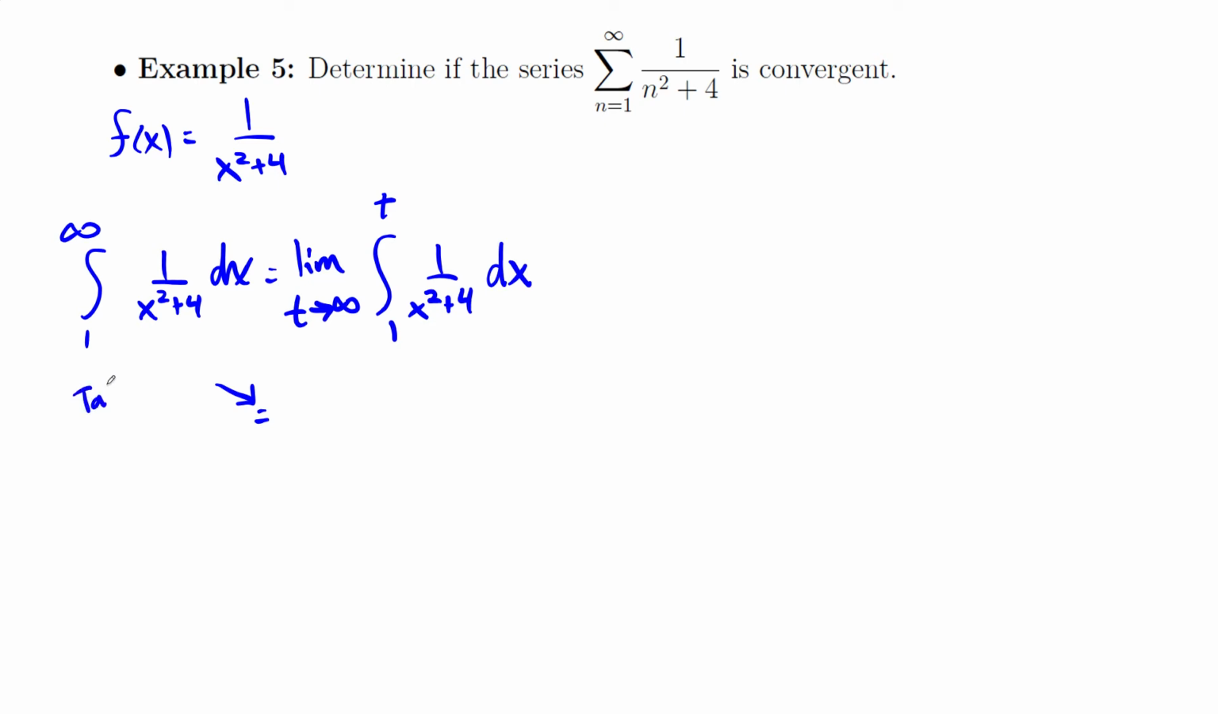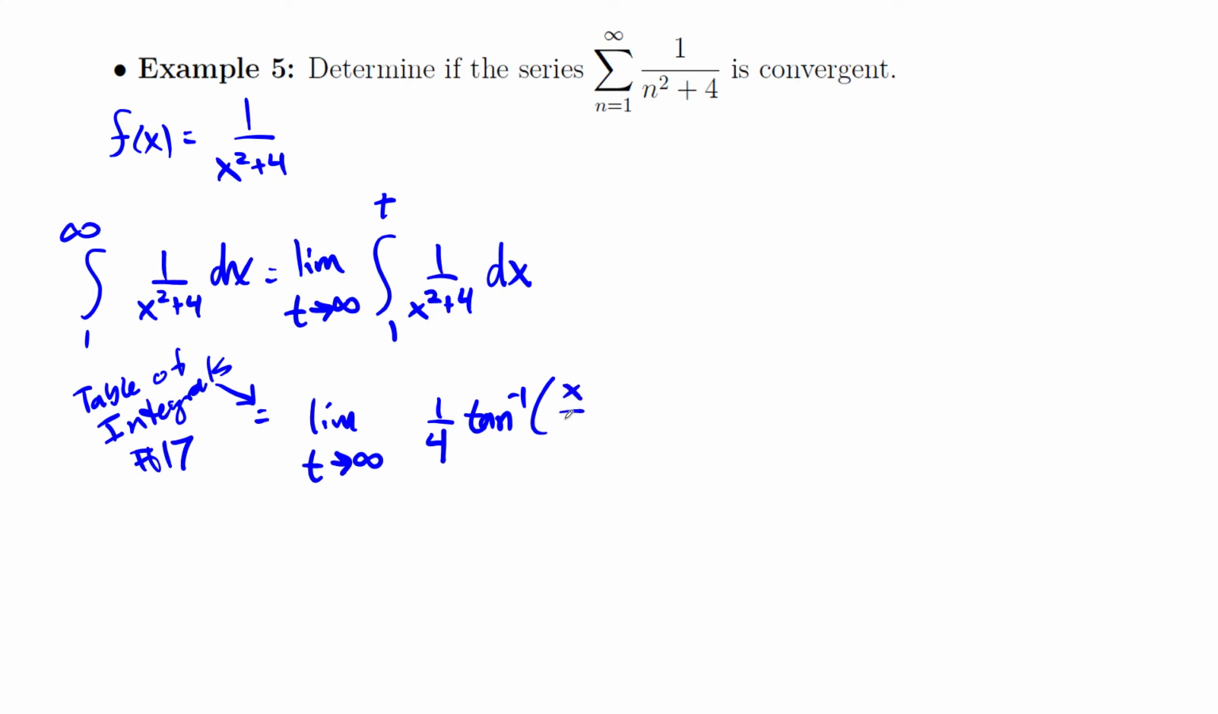So we'll just say this, table of integrals in the back of your book, and I'll even be specific here, table of integrals number 17. That's going to tell you that this is the limit as t goes to infinity, and it is 1/4 times the tangent inverse of x over 4, and of course evaluated from 1 to t.